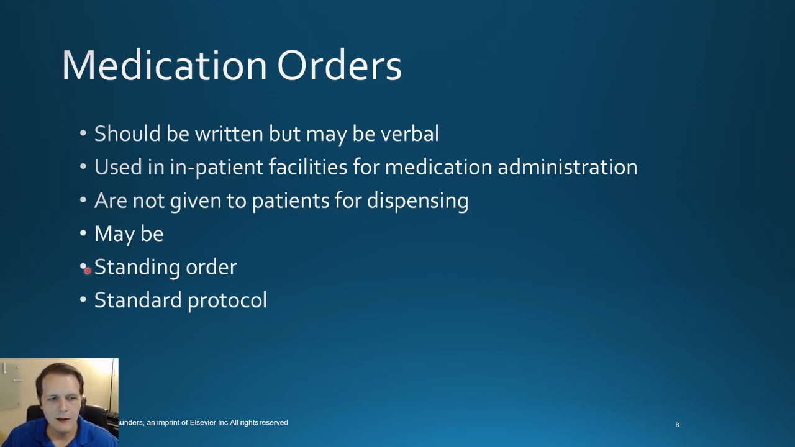And they could be either a standing order, where basically you have orders written for the patient that says, if this happens, then do this. So as an example, if the patient has this sort of pain, say on a scale of 1 to 10, they have a pain score of 8, then you give them a dose of morphine, right? Things like that. Standard protocols are often used as well to help expedite getting medications to patients.